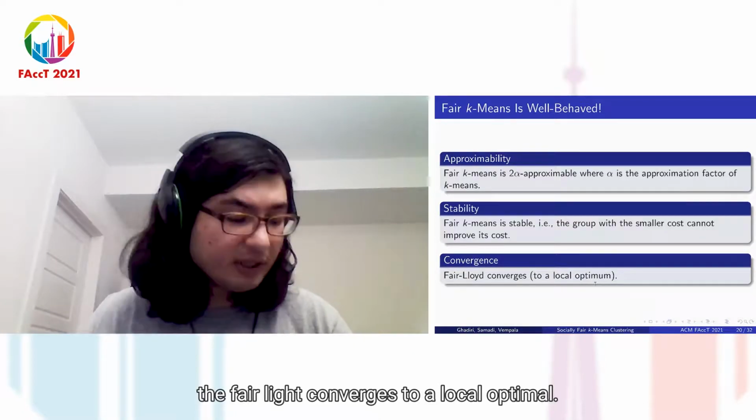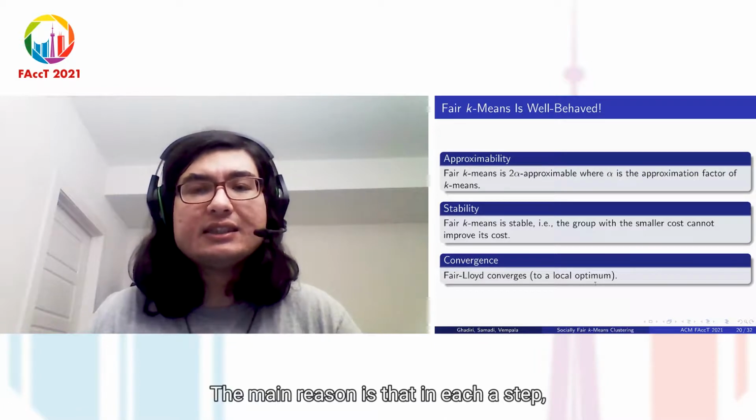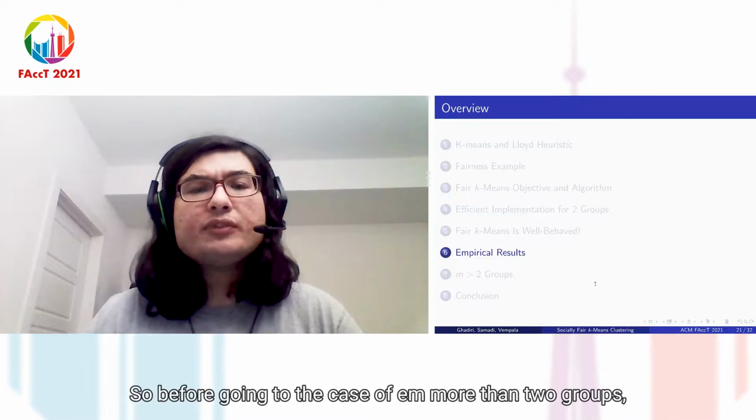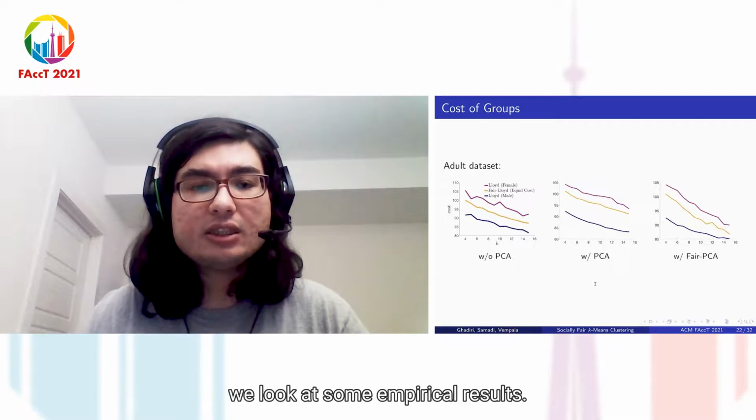and in this sense, the fair k-means problem is stable. Also, the fair Lloyd algorithm converges to a local optimum. The main reason is that in each step, the objective value is decreasing. So before going to the case of m more than two groups, we look at some empirical results.